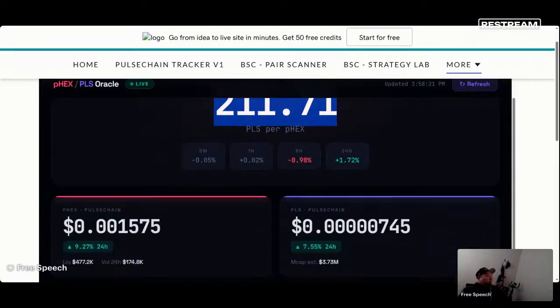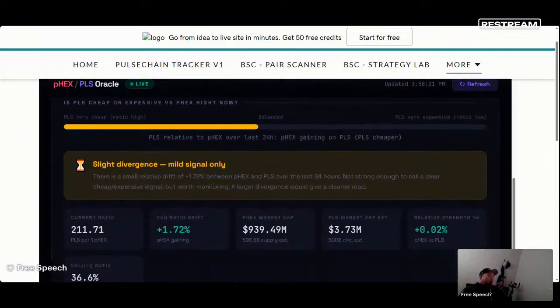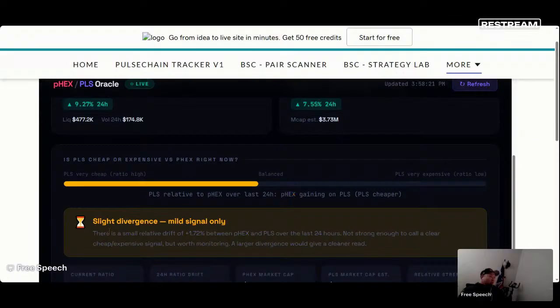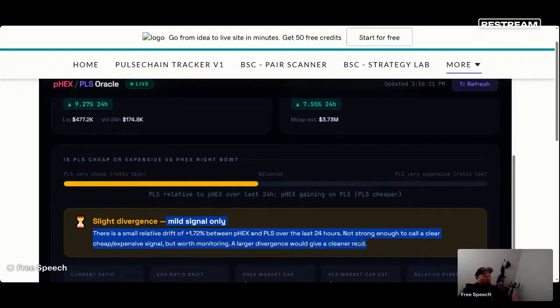Now, pHEX goes up faster than Pulse. So the ratio increases, and it now takes more Pulse to buy 1 pHEX than before. This means pHEX is outperforming Pulse on a relative basis. The tool's valuation gauge would show PLS getting cheaper relative to pHEX. I think you could also see it here. You could watch it as the slight divergence, a mild signal only, saying that there's a small relative drift of 1.72% between pHEX and PLS over the last 24 hours. Not strong enough to call clearly expensive or cheap, but worth monitoring. A larger divergence could give a cleaner read.